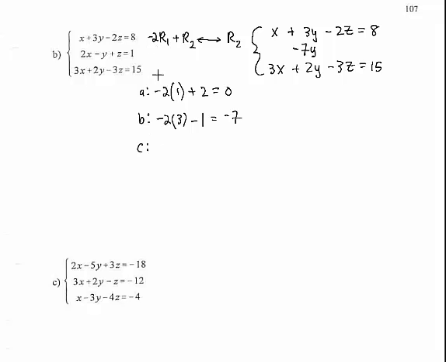Alright, for the c coefficient we have negative 2 times the first row, a negative 2 as well. And then we add the c coefficient of the second equation, which is 1. Negative 2 times negative 2 is 4, plus 1 is 5.